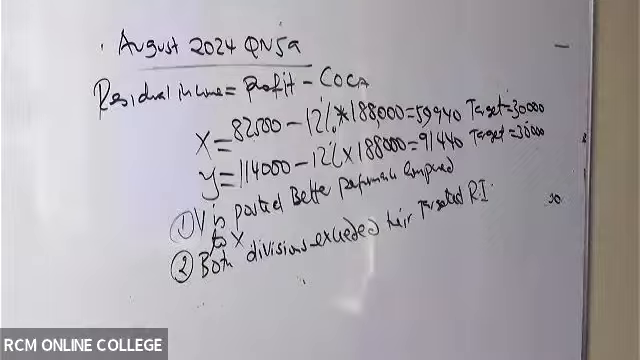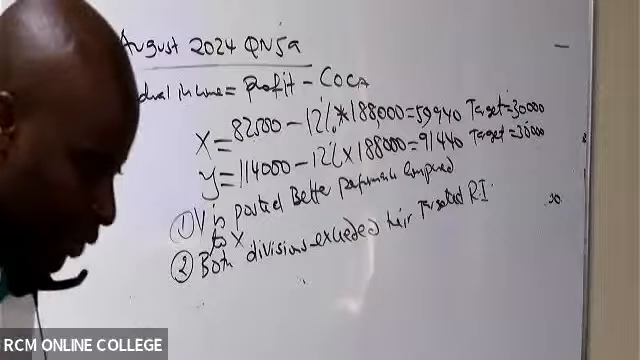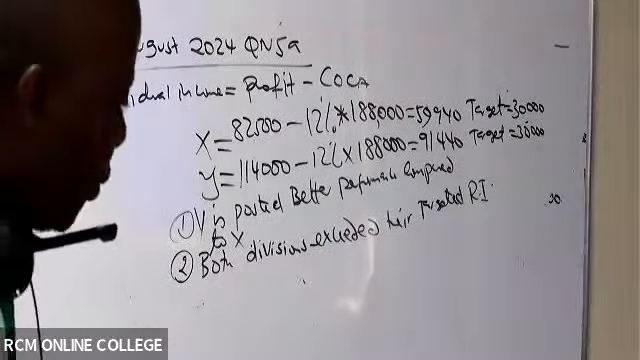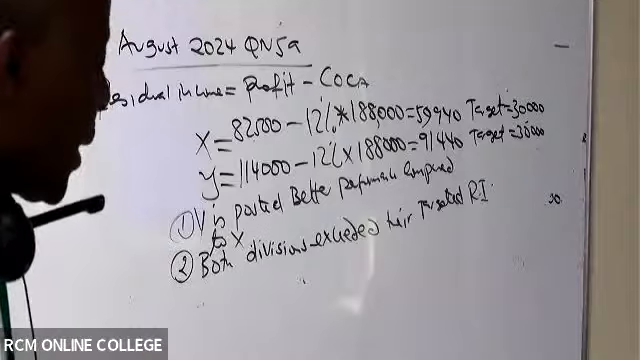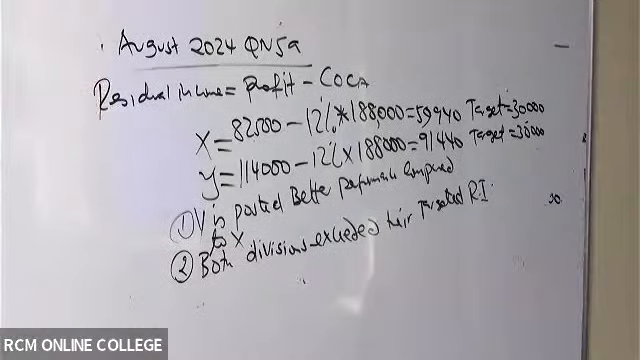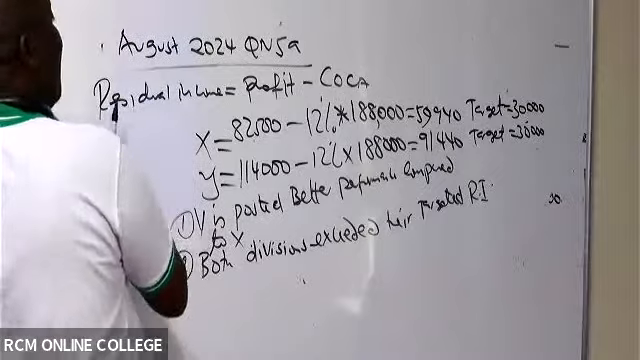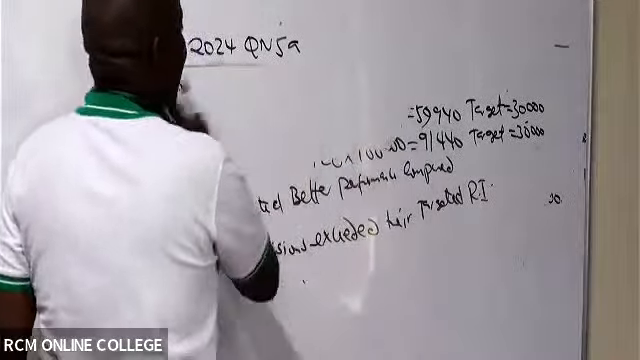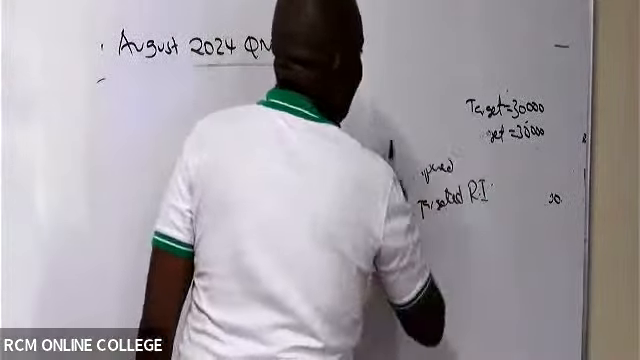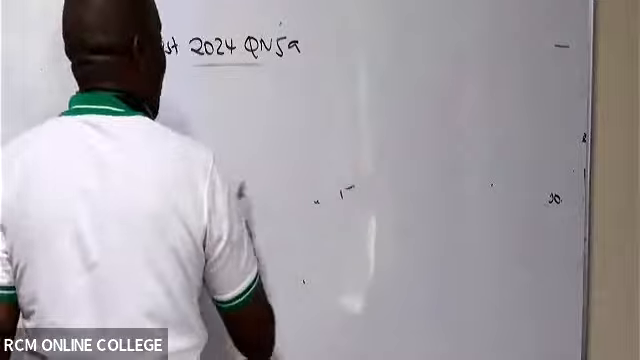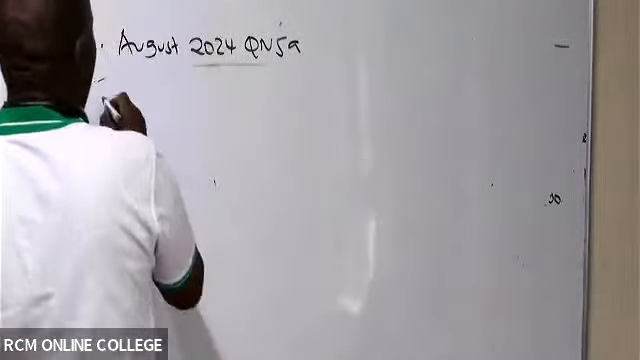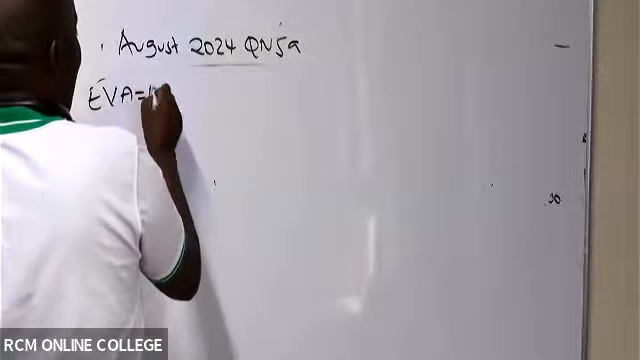Now, ladies and gentlemen, from there we shall straight away take on the next one. The next question is about EVA. EVA is very, very similar to residual income. EVA, economic value added.